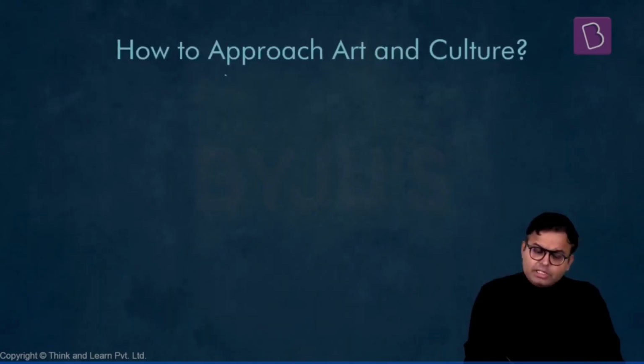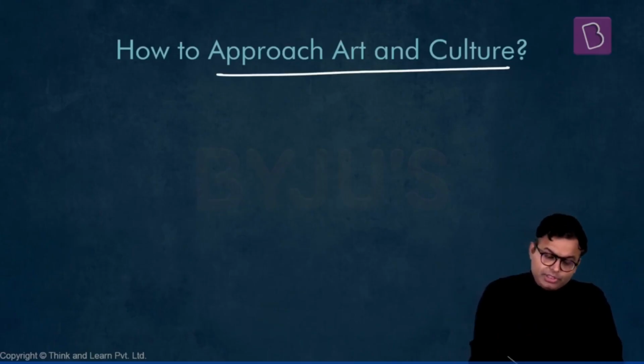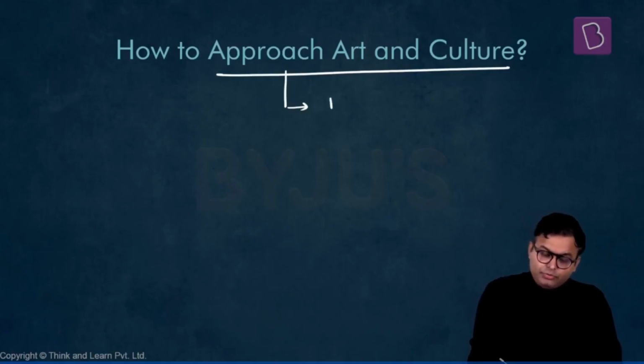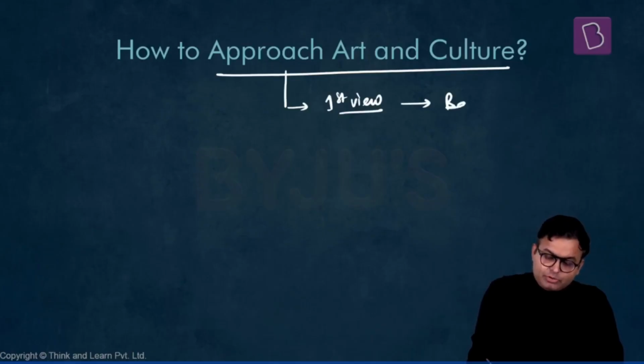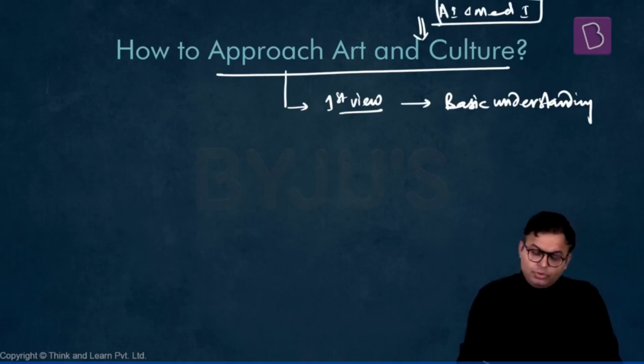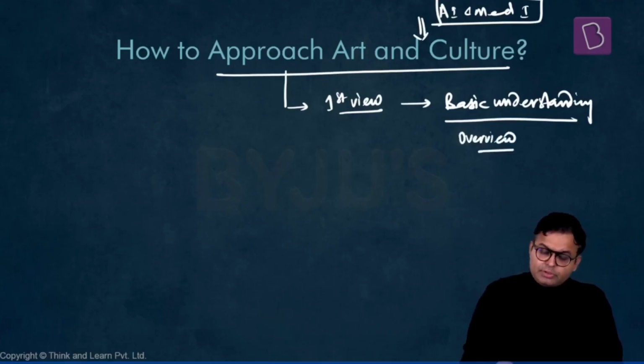Now talking about art and culture, I have already discussed at length. I would say you just divide art and culture into performing arts, non-performing arts, and before that you should start with the basics. In the first view, first of all, basic understanding has to be developed. And if possible, I would suggest that art and culture should be done after ancient India and medieval India. Do not start with it, because otherwise you will not understand the background. So in the first view, have a basic understanding, an overview, no notes preparing has to be done.